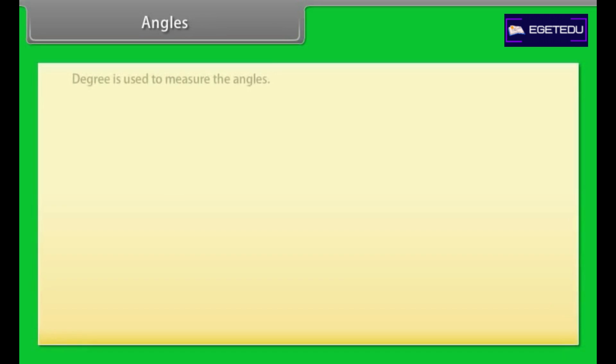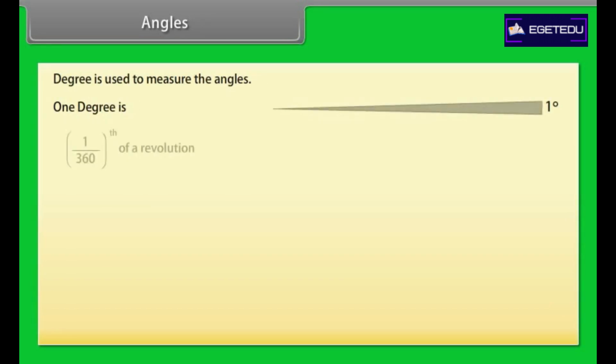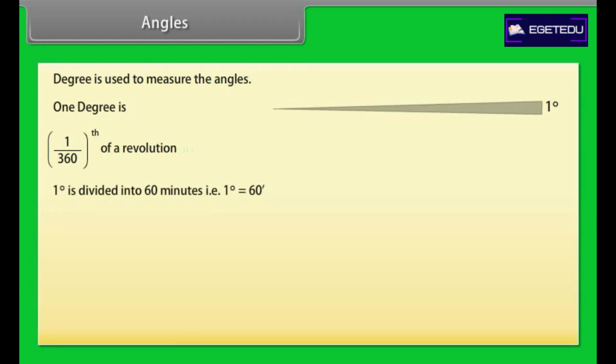Angles. How to measure the degree. Degree is used to measure the angles. 1 degree is 1/360th of a revolution. 1 degree is divided into 60 minutes. That is, 1 degree is equal to 60 minutes. 1 minute is divided into 60 seconds. That is, 1 minute is equal to 60 seconds.